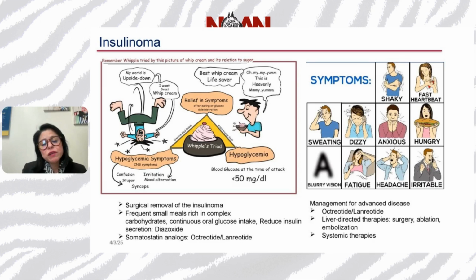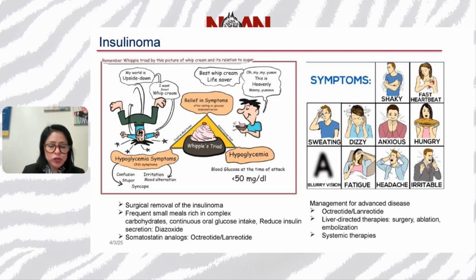So insulinoma: what are the symptoms of insulinoma, or how may it present in a patient that has a pancreas neuroendocrine tumor producing excess of insulin? Usually patients may have symptoms of hypoglycemia. Which ones are those? As we can see, it can be a variety of symptoms, such as being shaky, increased heart rate, being sweaty, dizzy, anxious, sometimes headache.